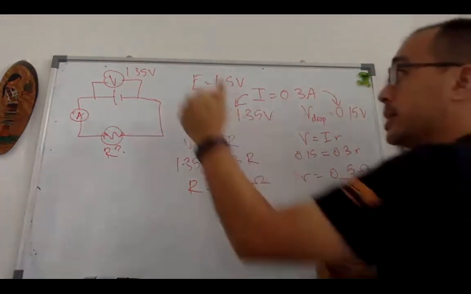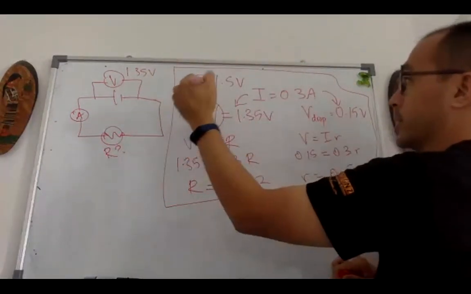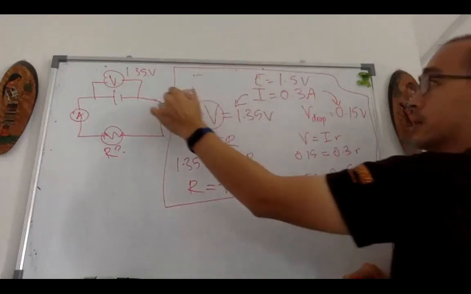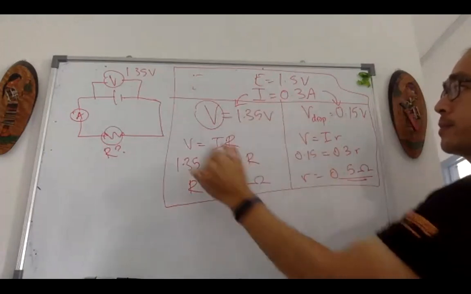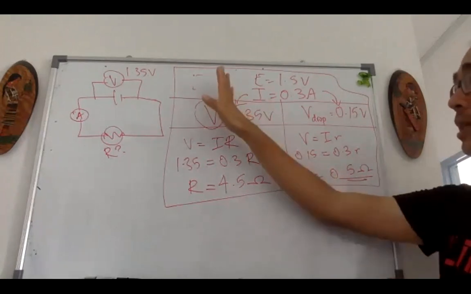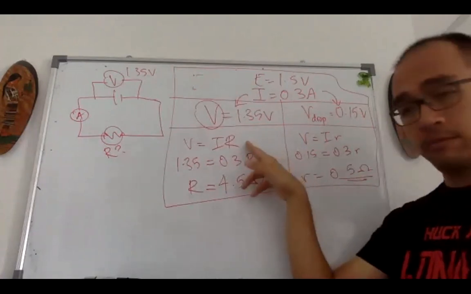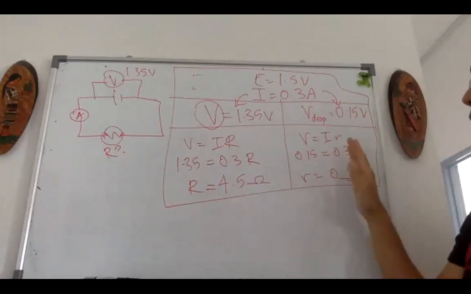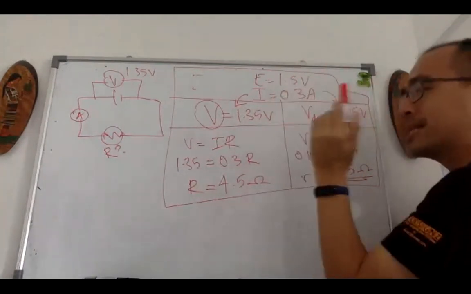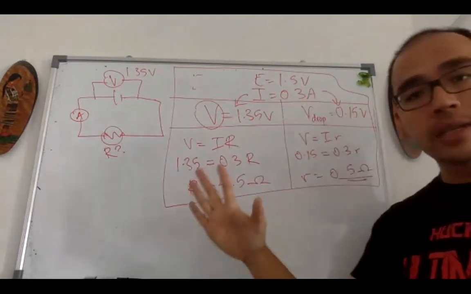This is a table that I usually like to use. E equals 1.5 volts. Then I separate this out. I like this method because this V is because of the big resistance, and this is the internal one. The current is the same for both, and the E, 1.5, must be equal to 1.35 plus 0.15. If you do this method, any circuit you can count.